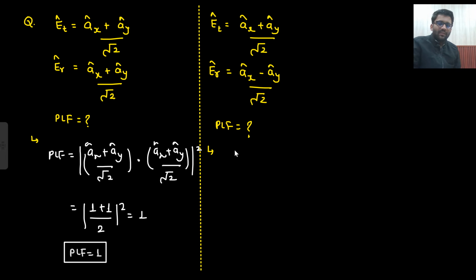Let's check this example. What will be your polarization loss factor here? What is the incident wave? Ax cap plus ay cap divided by under root 2. Sorry, I should not say incident, I should say transmitted. This is the transmitted wave.